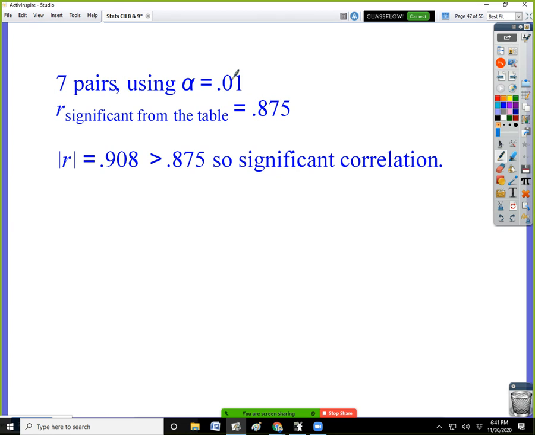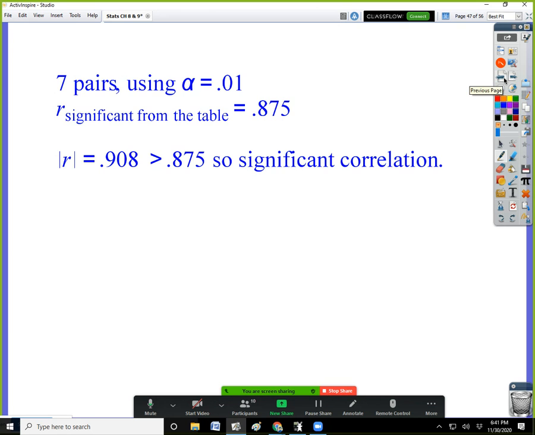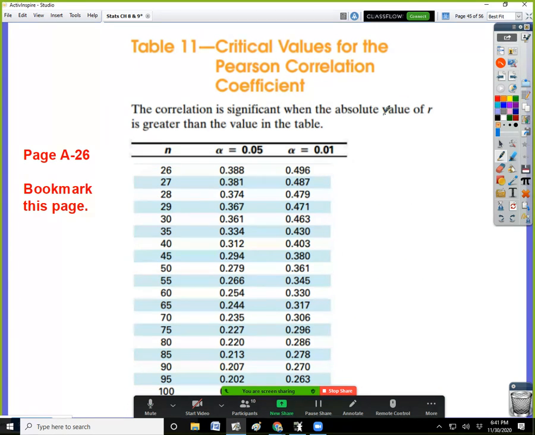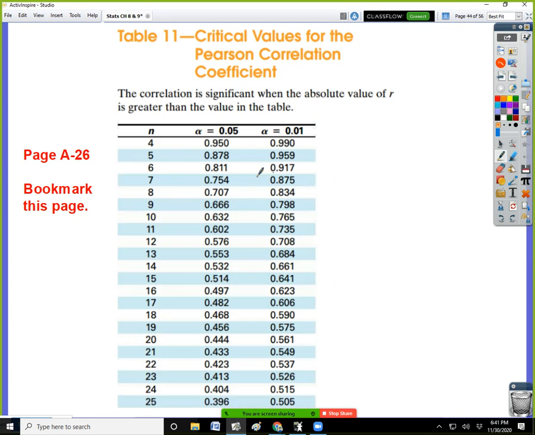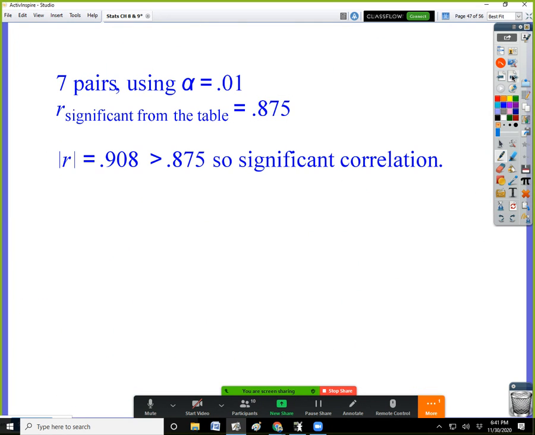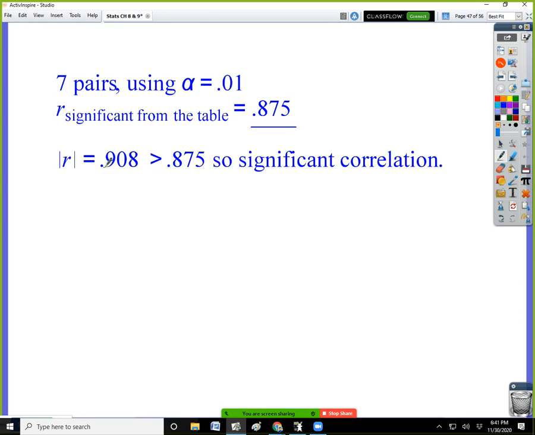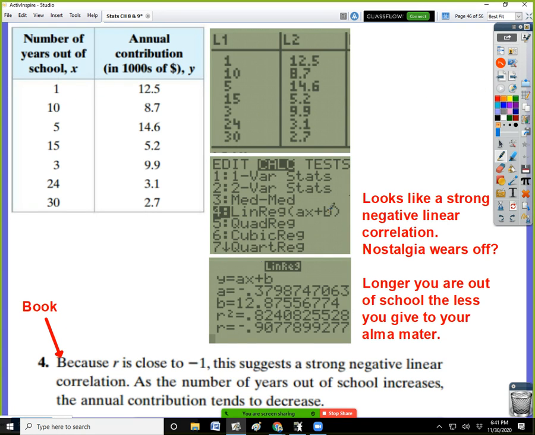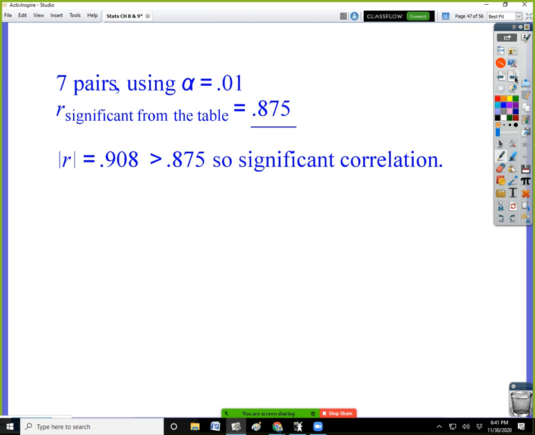So 7 pairs using alpha equals 0.01. So let's go back to 7 pairs and alpha equals 0.01. That gives me 0.875. So there's my number from the table, 0.875. Since I got 0.908, and that's bigger than my 0.875, I say there's significant correlation. You good?